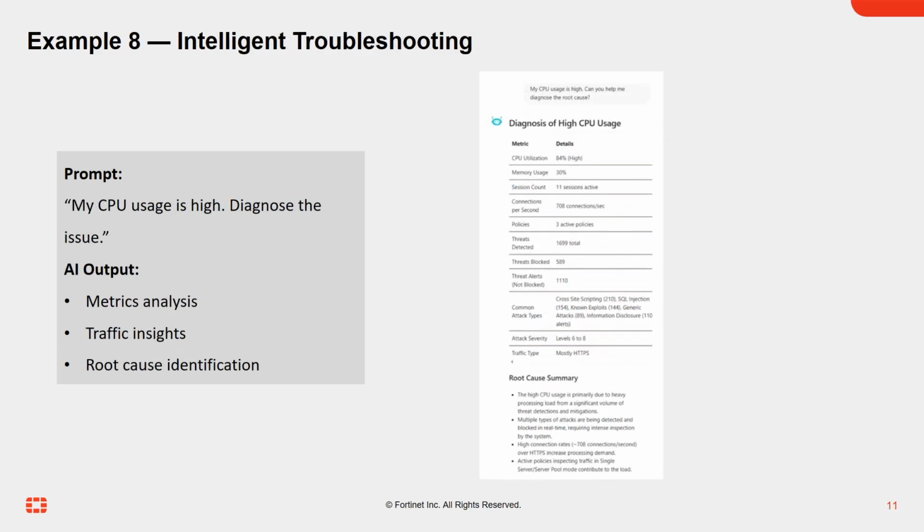Use FortiAI-Assist for faster troubleshooting. It identifies the root cause and provides a concise explanation, eliminating the need to manually correlate metrics.